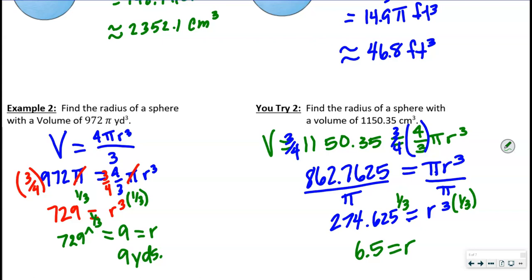So again, how do I know that's right? Do 6.5 to the third. So if you do 6.5 to the third power, you get 274.625. And then if you multiply that times pi, this is how you can check it, guys. Go back and just double check it, right? And then you're going to multiply that times 4 and divide it by 3. And that got me back to 1150.35. Okay, so that's how you can check it, is just do it backwards, okay? Plug it back into the original formula and see if you got the same answer you started with, okay?